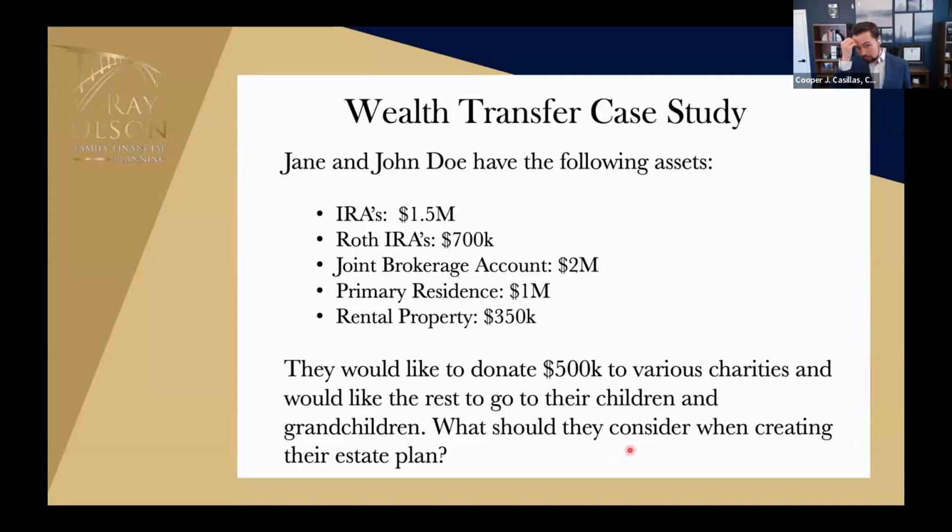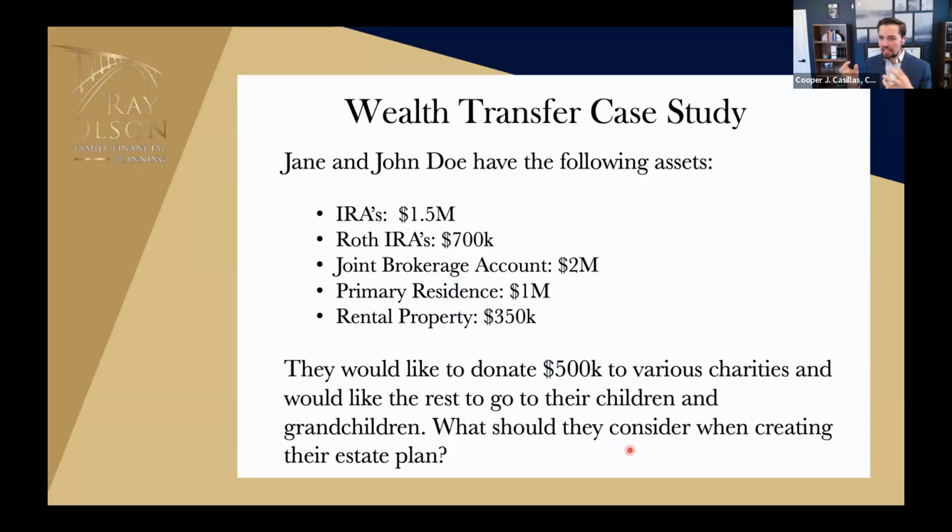So to give you an example or case study, this is a prototypical situation where you don't have to really worry about estate taxes. You more so have to worry about the taxes of the assets themselves. In this example, Jane and John Doe have these assets. Your IRA is 1.5 million, your Roth IRA is 700,000, a joint brokerage or investment account of 2 million. They have their primary residence of 1 million, and then they also have a rental property that they manage of 350,000. They've outlined to me in our conversations that they have some charities they would like some of this money to go to, maybe about $500,000, and the rest they want to go to their children and grandchildren.